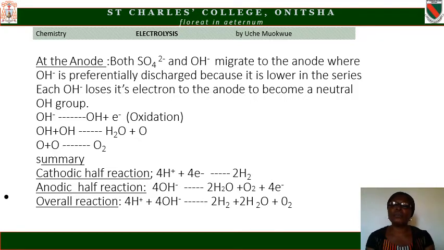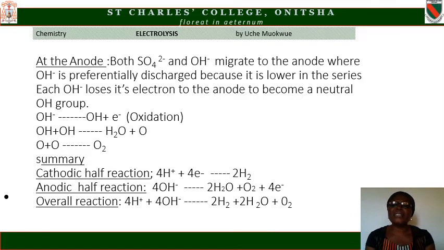In that reaction, we have 4 hydrogen ions plus 4 hydroxide ions giving us 2 hydrogen molecules plus 2 molecules of water and one molecule of oxygen. The 4 electrons in the cathodic half reaction and the 4 electrons in the anodic half reaction cancel each other in order to balance the equation.